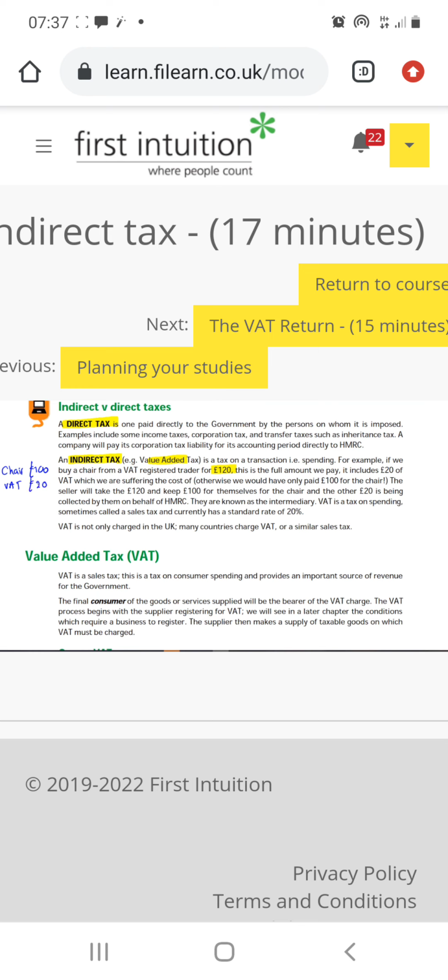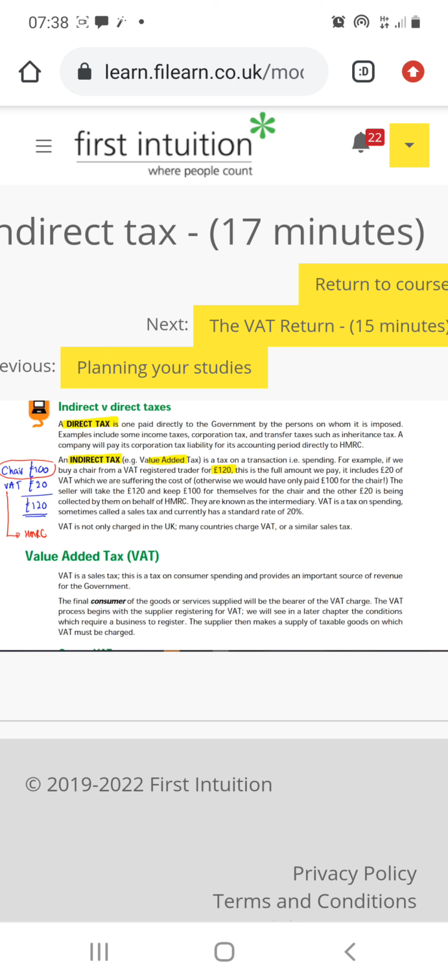So the chair actually only costs £100, but we paid this £20 of sales tax on top of that, meaning the total cost of the chair to us is £120. Now, from the point of view of the person that is selling us this chair, they're only getting to keep £100. So they get to keep the price of the chair, but the VAT that they've collected from us doesn't belong to them. At some stage, they will have to pay that VAT to Revenue and Customs.